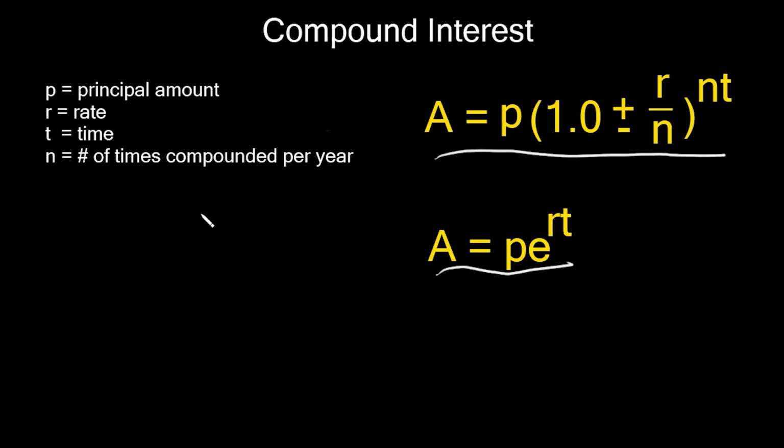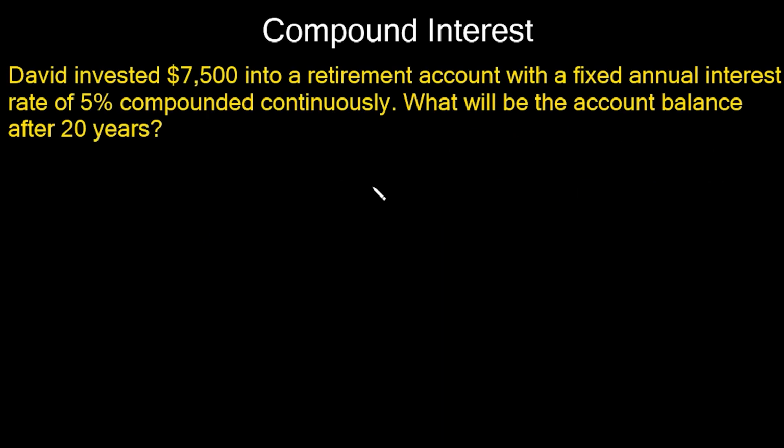But let's go ahead and take a look at our first example here. It says the following. David invested $7,500 into a retirement account with a fixed annual interest rate of 5%, compounded continuously. Now that's your key word right here, continuously. So I already know what formula I'm going to use. That's going to be the continuous compound interest.